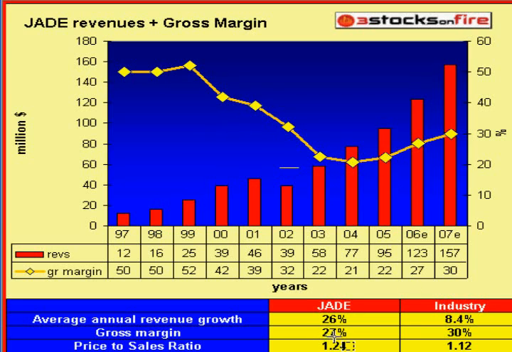Gross margin is just 27% for JADE and 30% for the industry. Gross margin has been recovering a bit of ground lately, but it was much higher here when the company started, which is kind of strange. Perhaps they changed their business model or something. The price to sales ratio is more or less the same as the industry average.